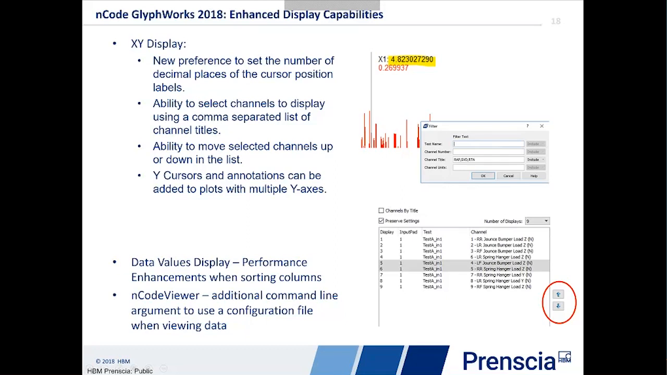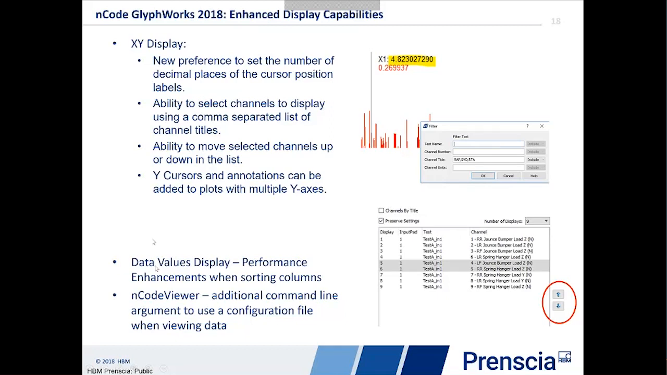What else? Yeah, the cursors and the annotations on the top of the curves were not enabled when you had multiple y-axes. So that's now been addressed in version 2018. You can have cursors and annotations on XY displays if you have multiple y-axes.